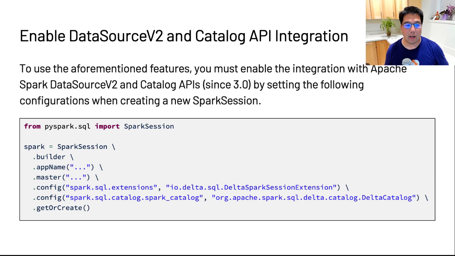Okay, and now, like I said before, to enable these cool features, you're going to need to enable data source v2 and catalog API integration. That's why, as we were talking about Spark 3.0, we segued right into this, because you basically turn on the Spark SQL extensions, the Delta Spark Session extension, and also the Spark SQL catalog, specifically the Delta catalog one. When you set or create your Spark session with those values, boom, now you've enabled data source v2 and the catalog API integration, so that way it'll work cleanly with Delta Lake 0.7.0.